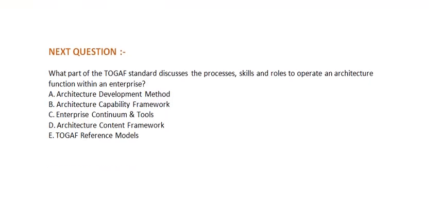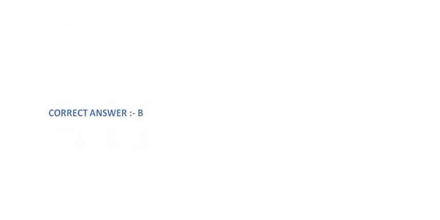Next question is, which part of the TOGAF standard discusses the process, skills and roles to operate an architecture function within an enterprise? Option A, architecture development method. Option B, architecture capability framework. Option C, enterprise continuum and tools. Option D, architecture content framework. And option E, TOGAF reference models. The correct answer is option B.